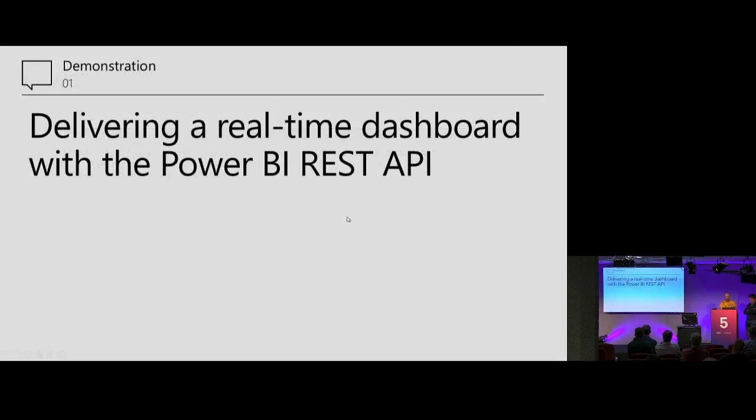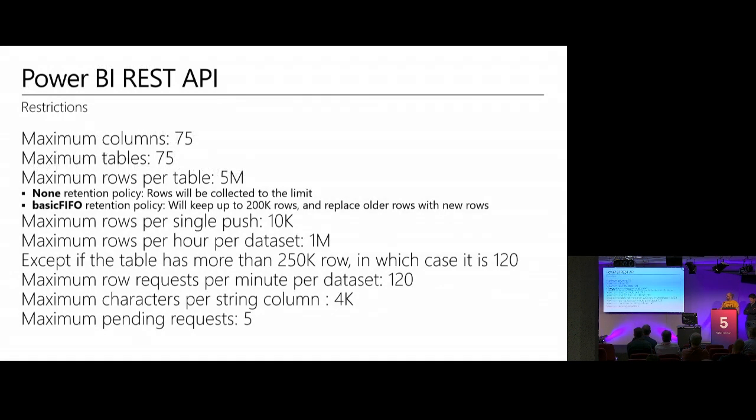All right, so that was the first demonstration. There are a list of restrictions. I'm not going to read through them. This presentation is available for download, and I'll give you a link for that if it's relevant. But a couple of key ones to point out is that a table may only have a maximum of 5 million rows, but we can overcome that by using the basic FIFO, as I did in the demo. Maximum rows per single push, 10,000. Maximum rows per hour, 1 million.